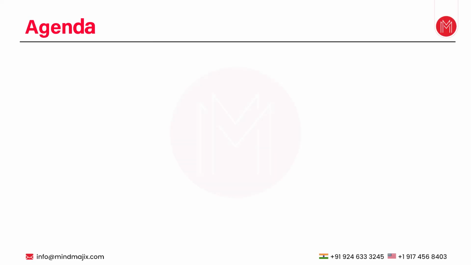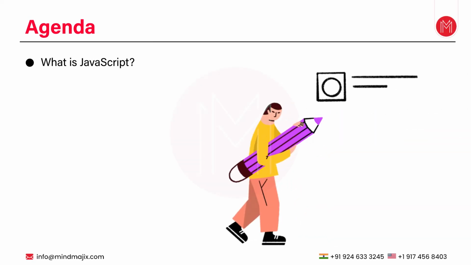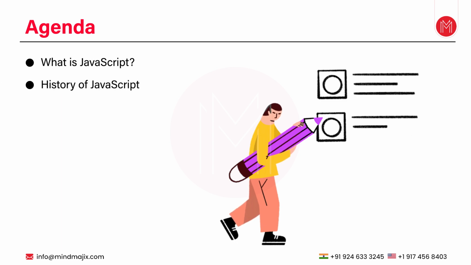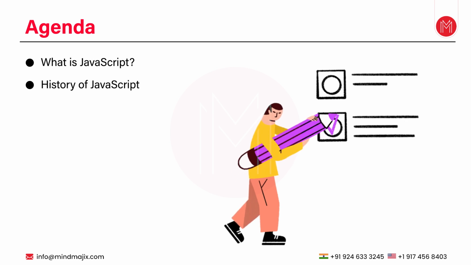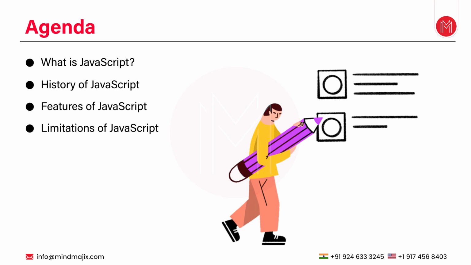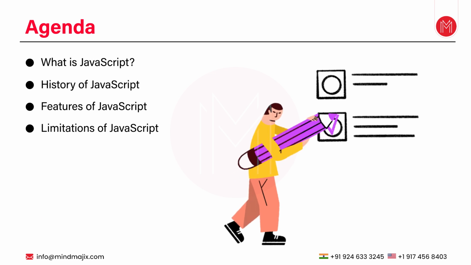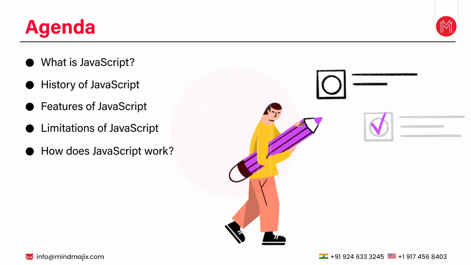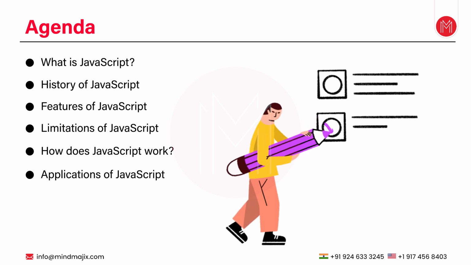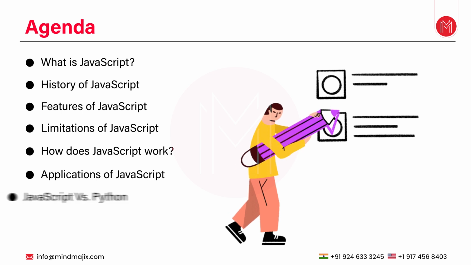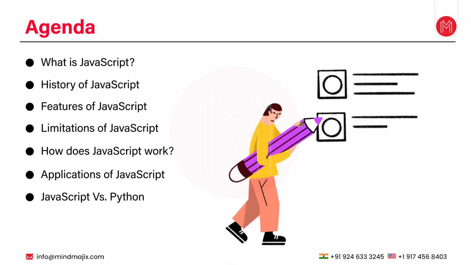So let us quickly discuss the agenda for today's session. In this particular video, we will start with what exactly is JavaScript, and then we will deep dive into the history of JavaScript, like how exactly did JavaScript evolve. Then we will also discuss the features and a few of the limitations of JavaScript. Next, we will discuss how exactly JavaScript works. After that, we will have a look at the applications of JavaScript, like the areas where JavaScript is widely used. And last but not the least, we will compare JavaScript with another very popular programming language, which is nothing but Python. So this is the agenda for today's session, and I hope this is pretty much clear and easy to understand.